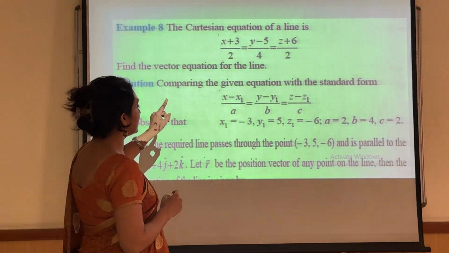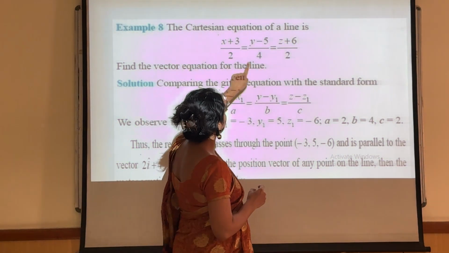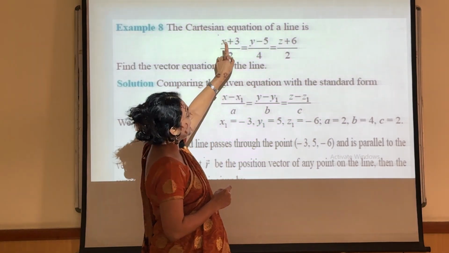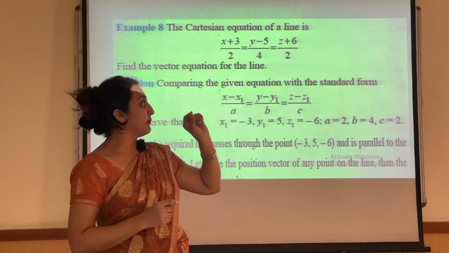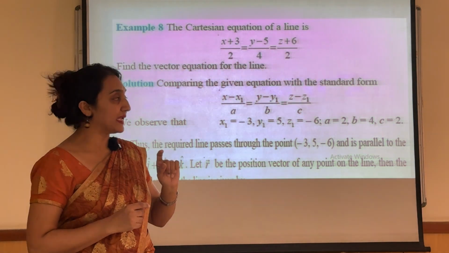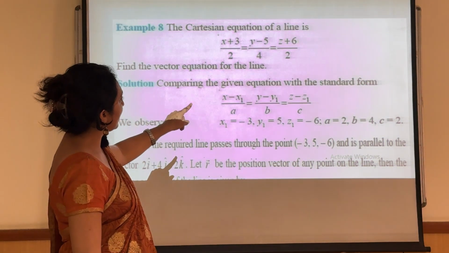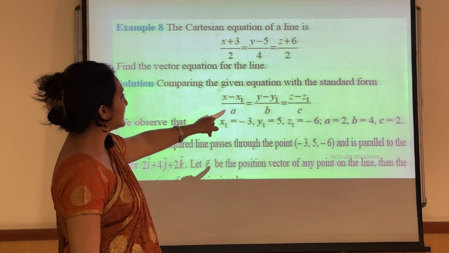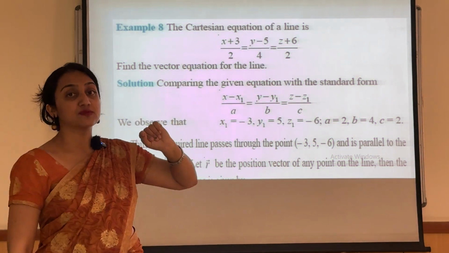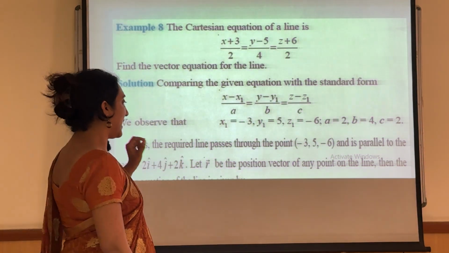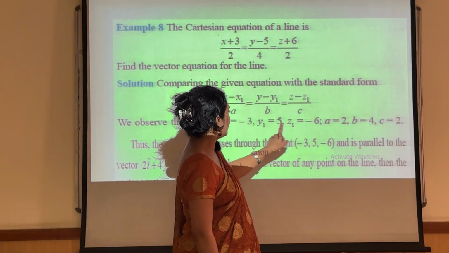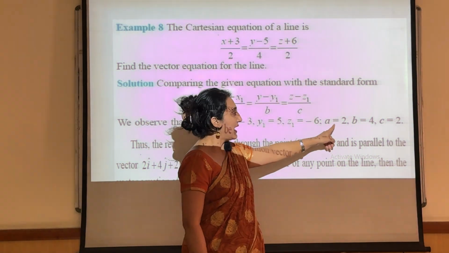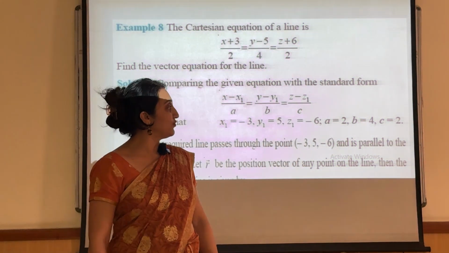And for x minus x1, if I compare with the given equation, we have x plus 3. That means the value of x1 will be minus 3. And y minus y1, it is y minus 5, so the value of y1 will be 5. And z minus z1, it is z plus 6, so the value of z1 will be minus 6. I got the point x1, y1, z1: minus 3, 5, minus 6. I have the direction ratios 2, 4, 2.